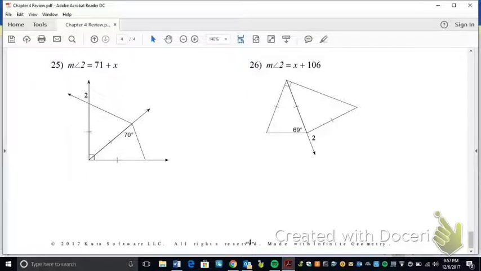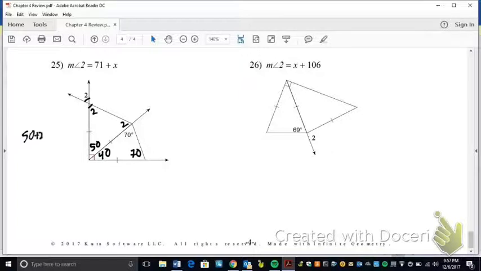So, we start off with that 70. We know the other base is 70. 70 and 70 is 140. 180 minus 140 gives us 40 degrees. 90 minus 40 gives us 50 degrees. And because vertical angles are congruent, those base angles are congruent.